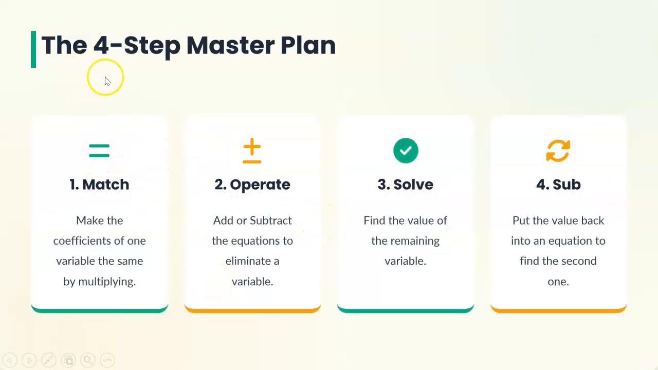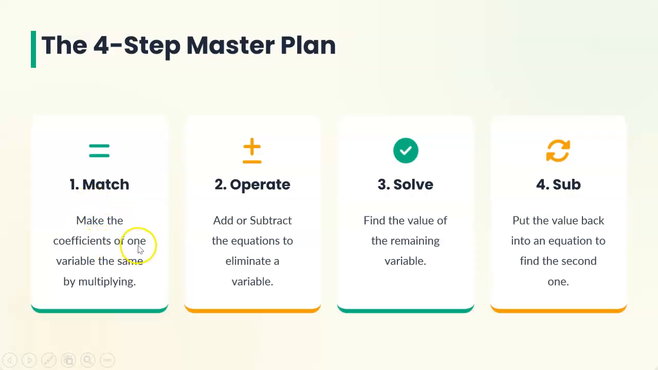So let's look at the 4 steps master plan. This is all you need to know if you want to solve simultaneous equations without any error. The first one: you can see the equality symbol, so that is the match. Make the coefficient of one variable the same by multiplying.